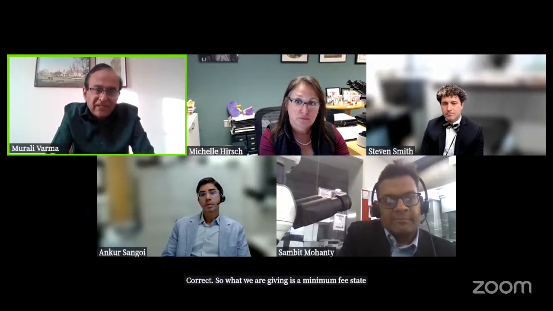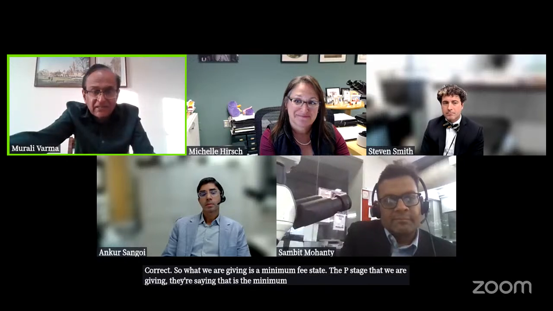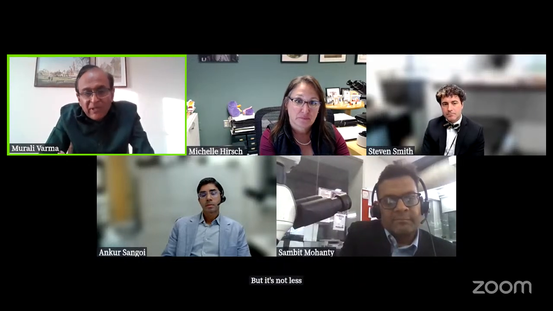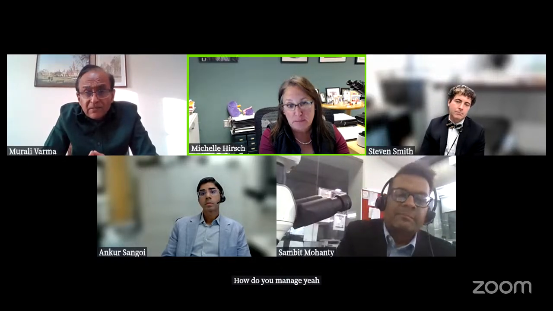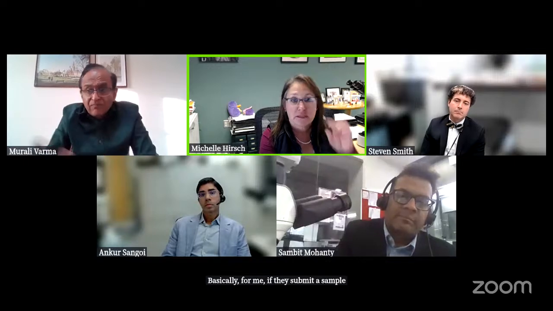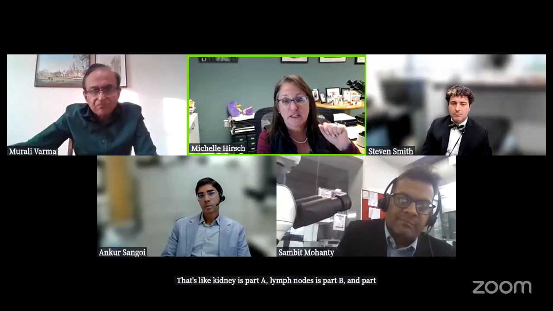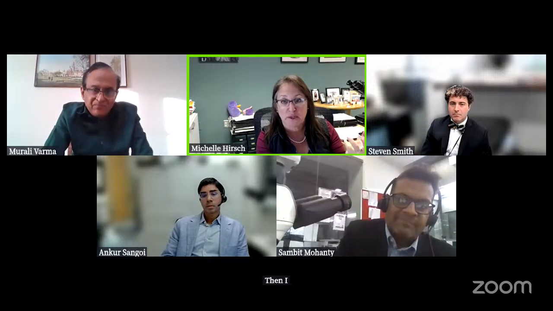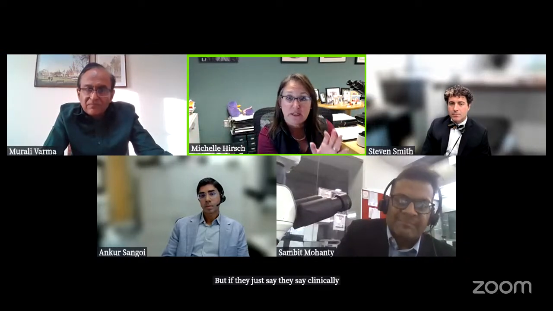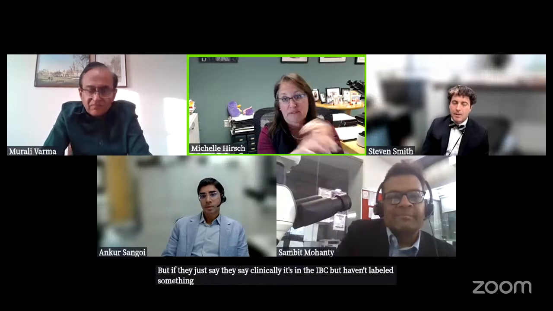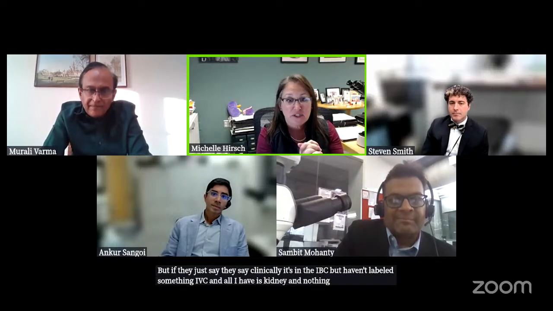The P stage that we are giving, you're saying that is the minimum. It can be greater than that, but it's not less than that. So this is the minimum. Basically, if they submit a sample that's like kidney is part A, lymph nodes is part B, and part C says vena cava IVC thrombus, then I will call it tumor in part C, and I will stage it a 3B. Of course. But if they just say clinically it's in the IVC, but haven't labeled something IVC, and all I have is kidney and nothing else, I will stage that T3A.